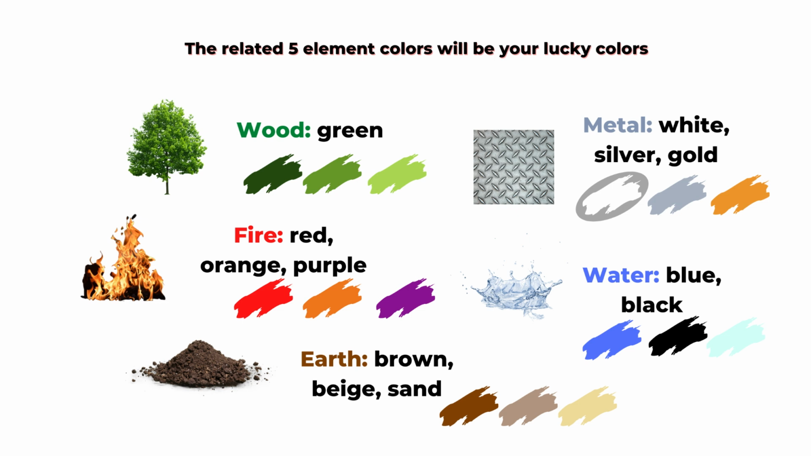And here are some basic colors that's related to each of the 5 elements. The wood is related to green color, the fire is related to red, orange, or purple. The earth can be brown, beige, or sandy colors. And metal can be white, silver, or gold. The water element is related to any shade of blue or black.